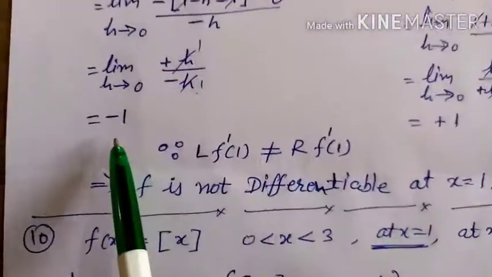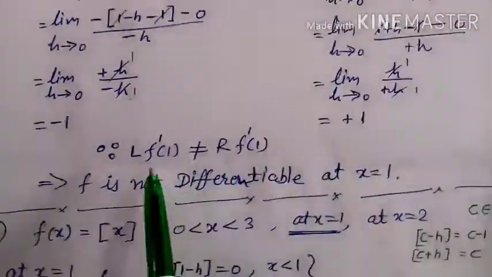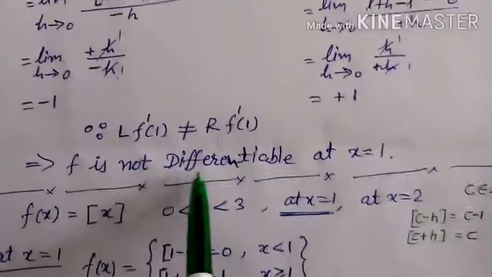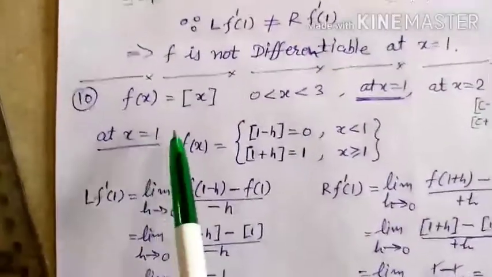It means the left hand derivative is minus 1, and the right hand derivative is plus 1. Since LHD and RHD are not equal, f is not differentiable at x equal to 1. Now next, question number 10.